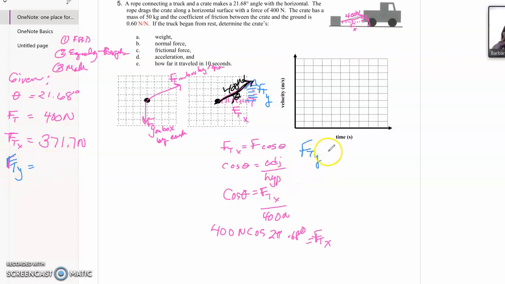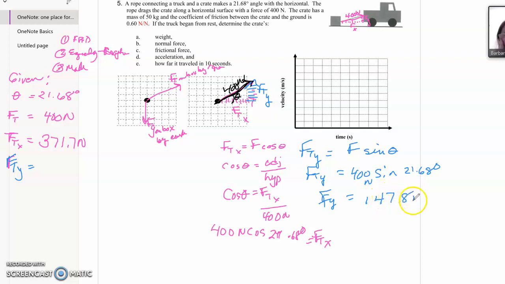And then let's go ahead and do force tension Y. So F tension Y is opposite, so it's going to be F sine theta, right? So it's going to be 400 newtons sine 21.68 degrees, and F tension Y. Notice how I'm not leaving any empty equalities. And then F tension Y is going to be 147.8 newtons. Okay, so I'm going to put that over here, 147.8 newtons. Okay, so this is the stuff I have.